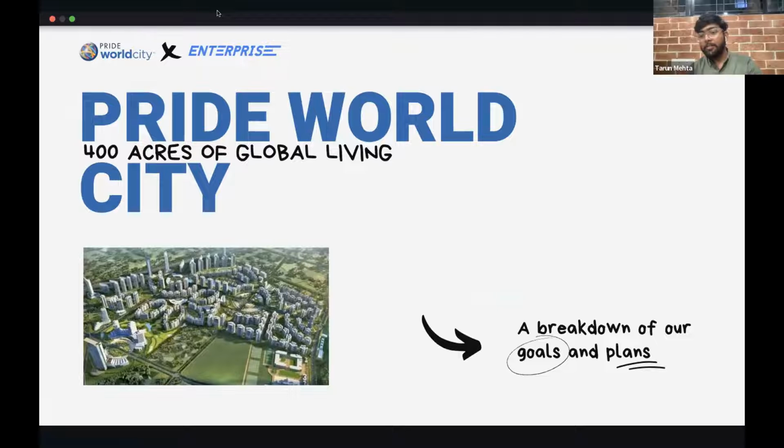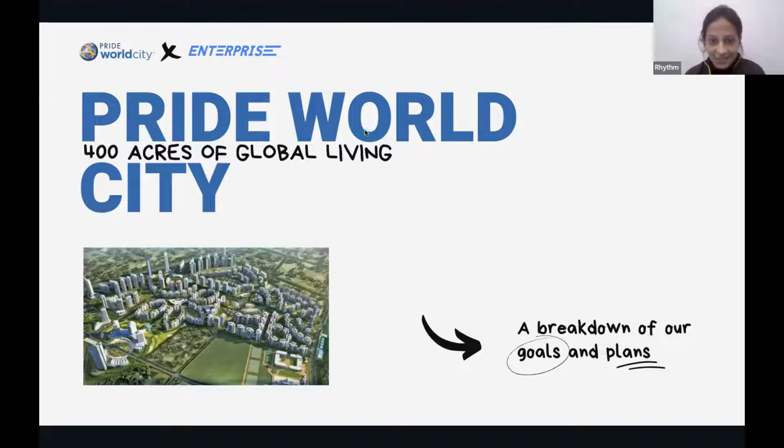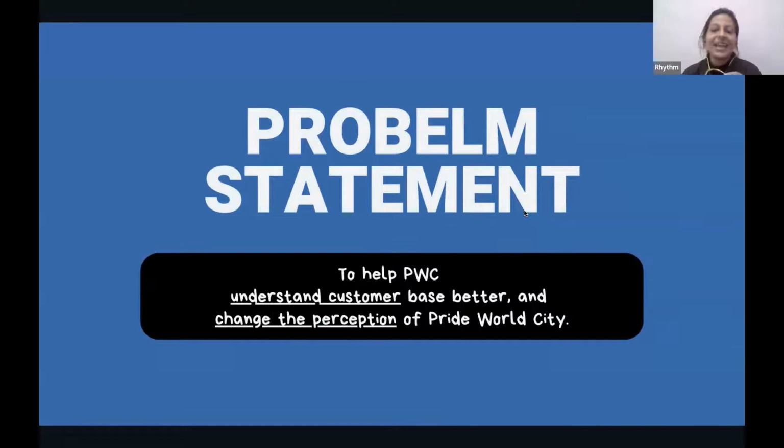Yeah. So Pride World City is a 400-acre residential development project based in Pune, and the project aims at providing luxurious living space with global amenities at affordable prices. To visualize how Pride World City looks, we have a picture for you. Can you change the slide? Now, what is the problem statement for it?